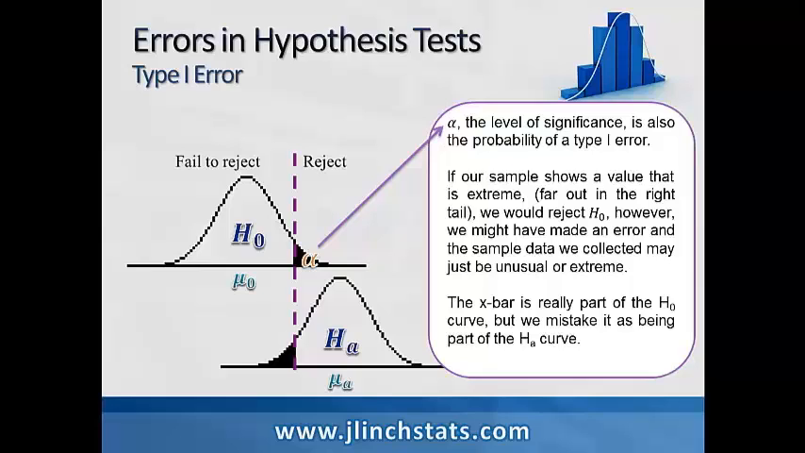And the probability of making the type 1 error is denoted by alpha. It's set at the onset of the experiment by choosing our level of significance, and that's once again the probability that we made an error. In other words, we rejected H0 and we shouldn't have, because we later found out that H0 really is true.